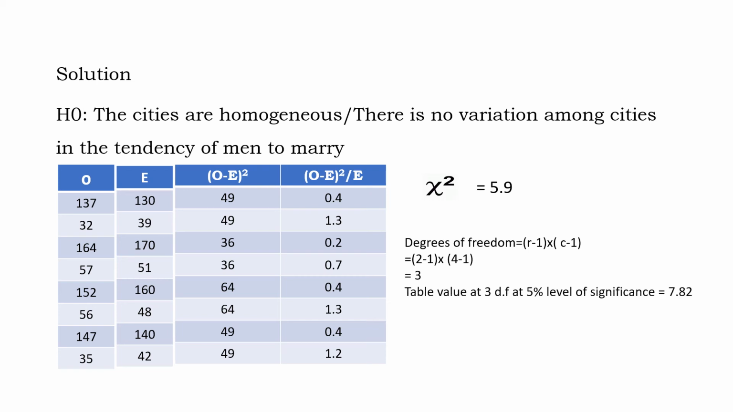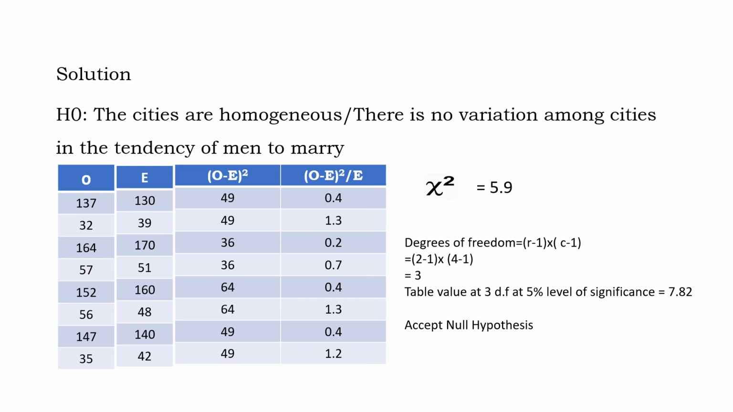And the table value at 3 degrees of freedom at 5% level of significance is 7.82. Now you have to compare your calculated value of chi-square 5.9 and the table value 7.82. And you find that the calculated value is less than the table value. Then what you have to do? If the calculated value is less than the table value, you have to accept the null hypothesis. So that is all about testing the homogeneity, chi-square test of homogeneity.